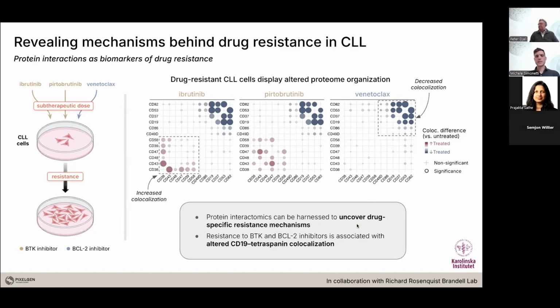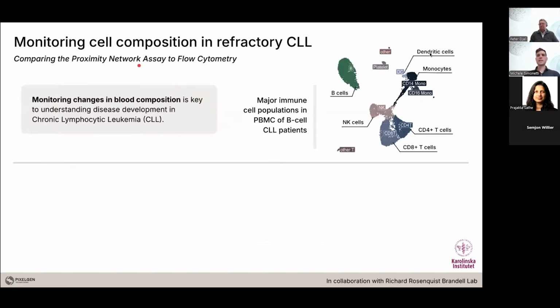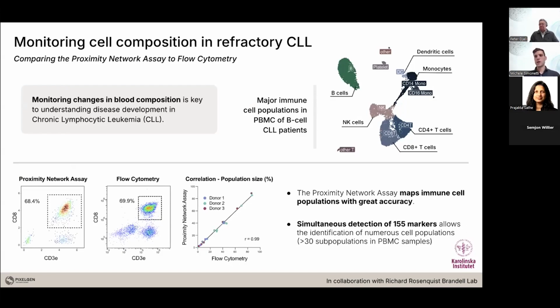To go a bit beyond that, we also used our assay to monitor blood composition, which of course is key to understand the disease development of CLL. So this is something that can be done using our technologies. This is just an example, something that you would get very similar to flow cytometry. You can get in this case for CD8 and CD3, but again, you can do this for all the 155 targets there. But you can use the assay actually with great accuracy to monitor the blood composition.